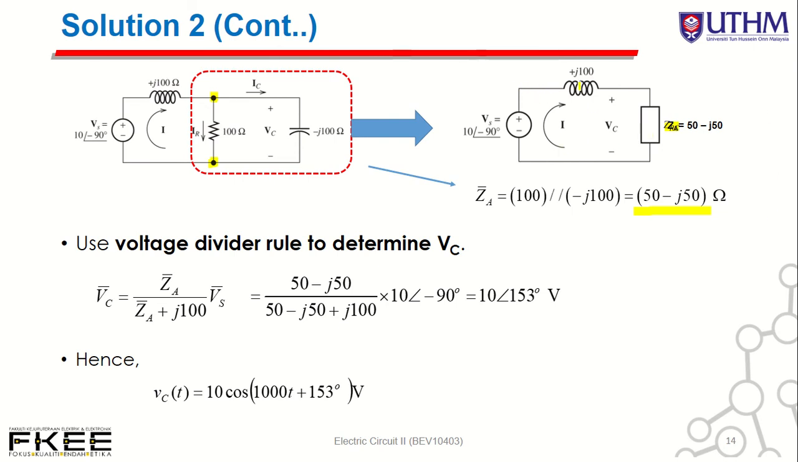Okay, so we have a series circuit. Then you can easily determine VC by using the voltage divider rule. So VC, across ZA, equals ZA divided by ZA plus ZL times the input voltage. Then you can get the voltage across C. Okay, clear? So from polar form, you can convert to time domain: 10 cos omega t plus phase angle.